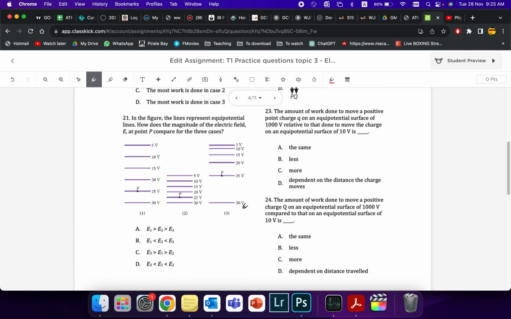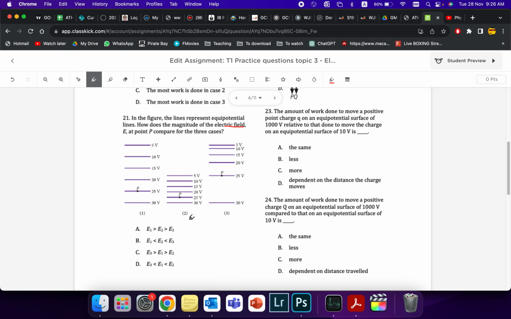Over here now, we're comparing the magnitude of the electric field, not the work. Let's talk about the field now. The field lines, as you know from the previous topic, if they're closer together, that means the field must be stronger. So in this case, I can see that this has the strongest field around P. This has a slightly weaker field, and this has the weakest because of the distance. So it'll be 2, then 1, and then 3.